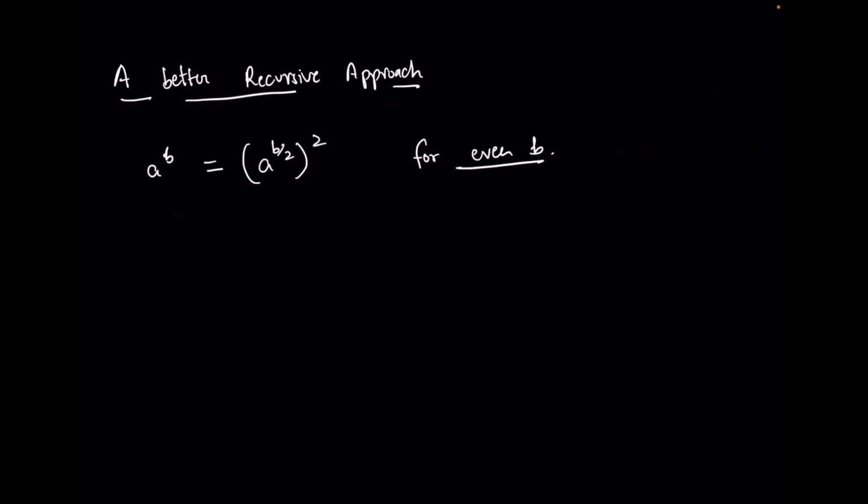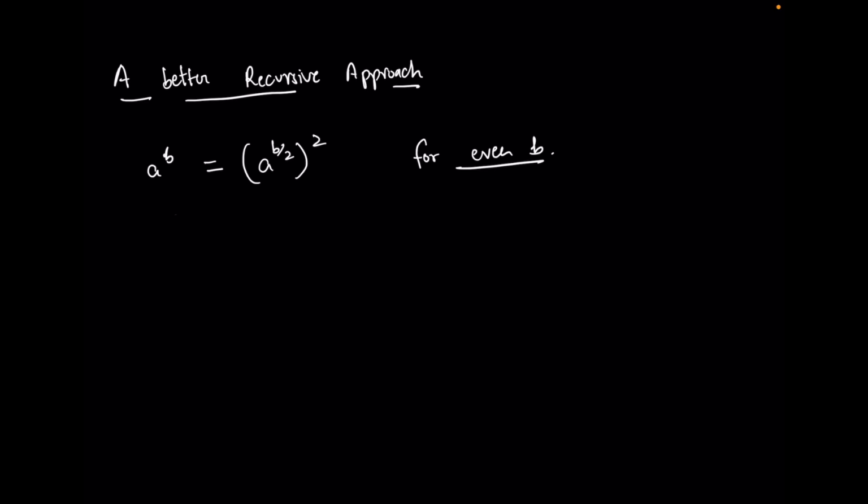by noticing that in case b is ever even, right, we can break it down like this. We can say a to the power b is equal to a to the power b by 2, squared. In this case, again, your problem is going to be the left hand side of this equation, which is a to the power b, and the subproblem is calculating a to the power b by 2, because if you calculate a to the power b by 2 as your subproblem, you can simply multiply it with itself to get the answer to your problem, right?